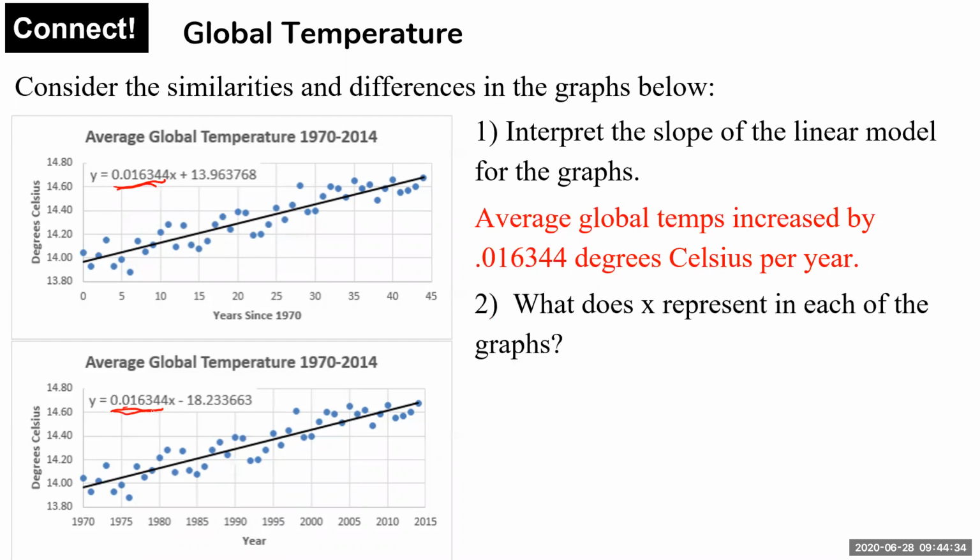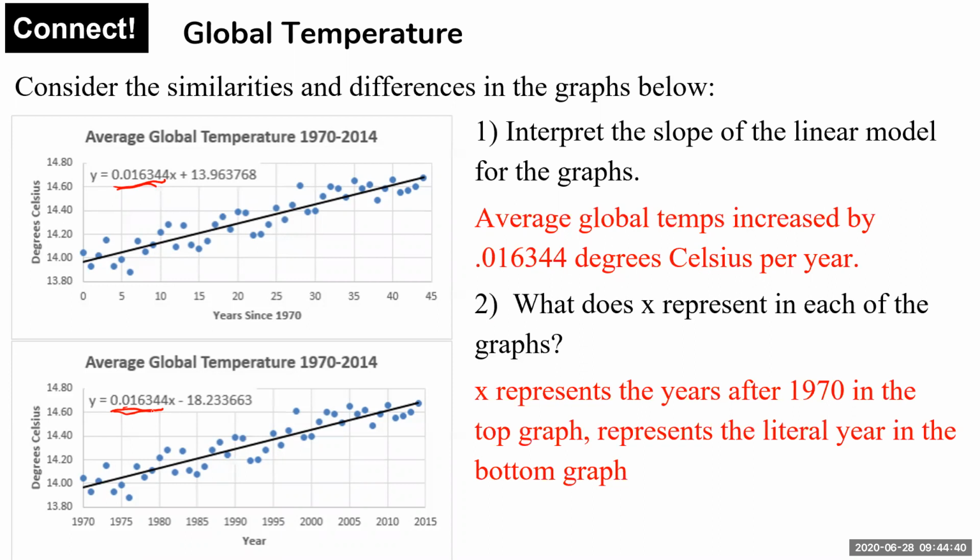Now, what does X represent in each of the graphs? If you look at X in the first graph, it represents the years after 1970 in the top graph. So here, this is the starting year, and you realize the year difference was used. And if you look at this graph, the actual years were used.